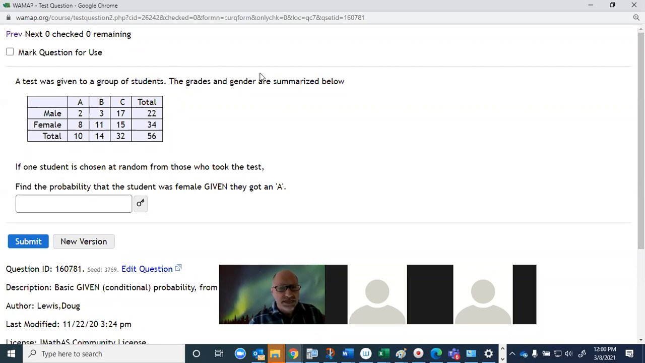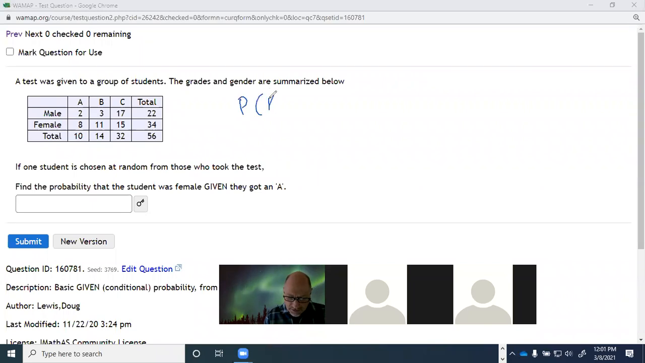Conditional probability is where we have the probability of A given, and I showed you this notation, given B. So that means we always assume that B has occurred, or B has been satisfied in some way.